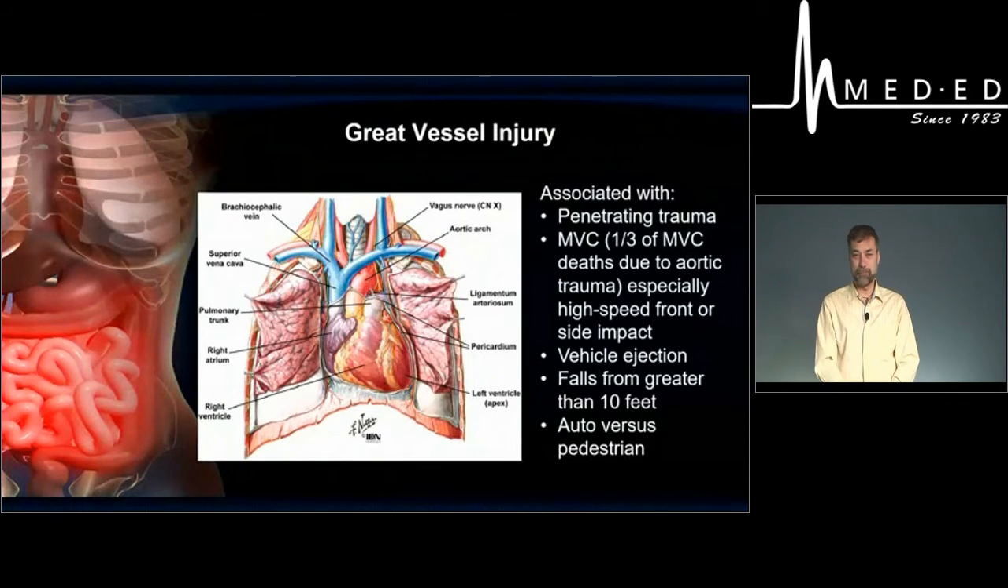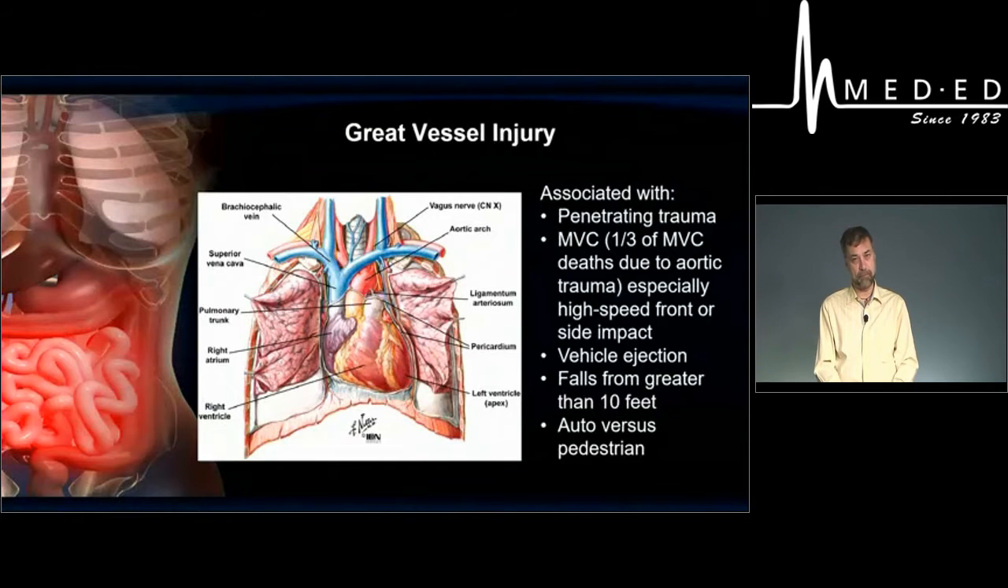All right, that's enough for rib fractures, don't you agree? Let's move on now to great vessel injury. So on your screen and in your handout, I've listed a number of mechanisms of injury that are associated with great vessel injury. Now, of course, almost any mechanism to the chest could injure the great vessels, but things like penetrating trauma, motor vehicle collisions, ejection from the vehicle, falls from greater than 10 feet, and auto versus pedestrian incidents are all associated with great vessel injury to a higher degree.